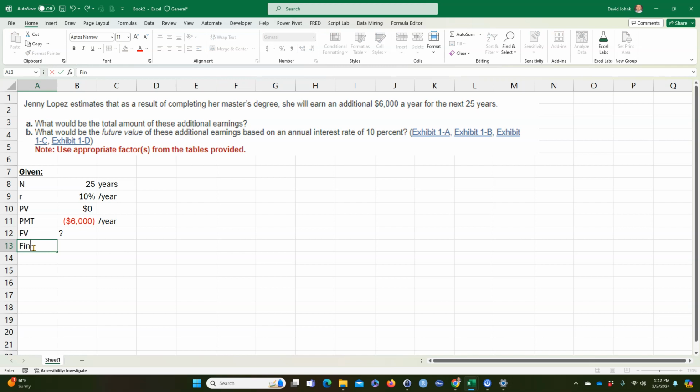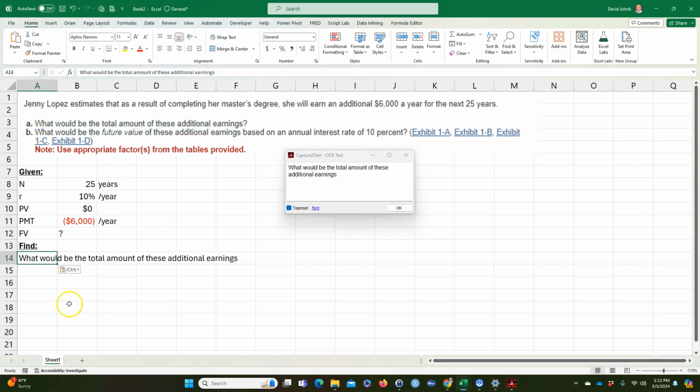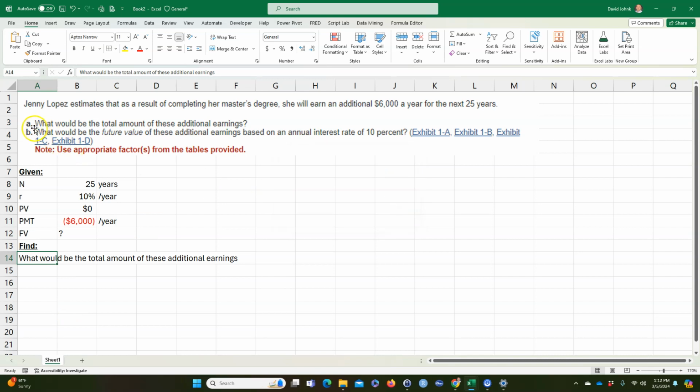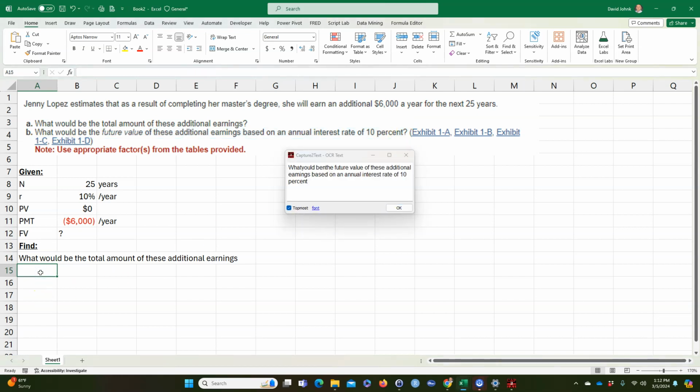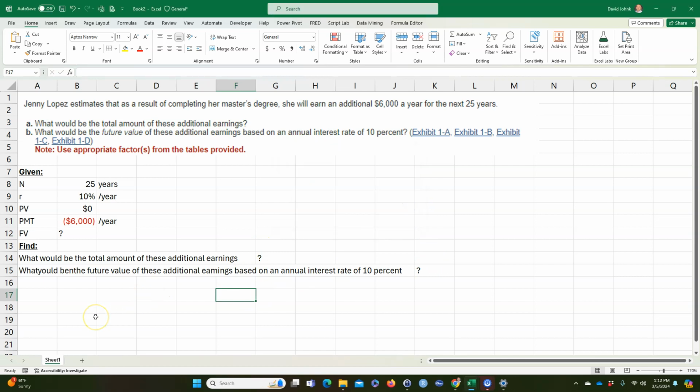And we want to find what the future earnings are going to be. And we want to find this part of the question also, right? So those are the two things we want to find. So I'm going to put the question mark separate. All right. So that's our problem.